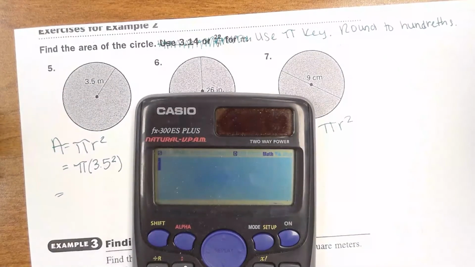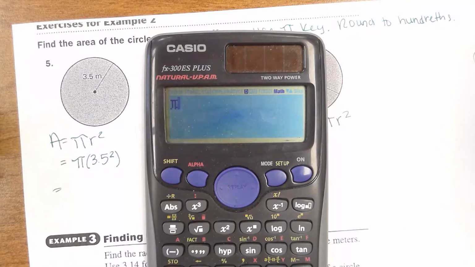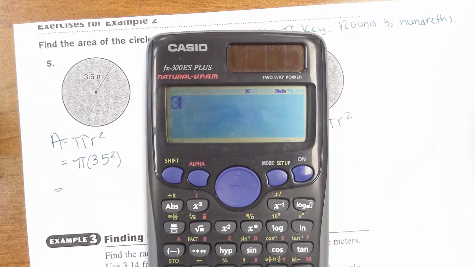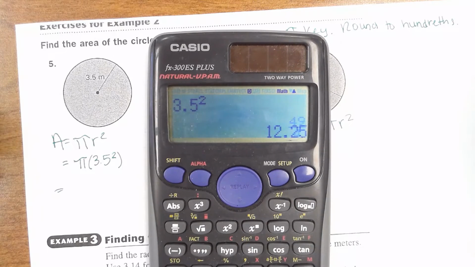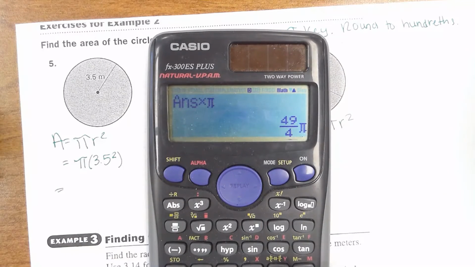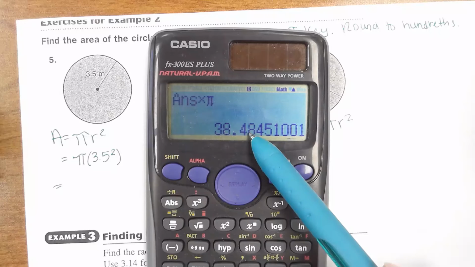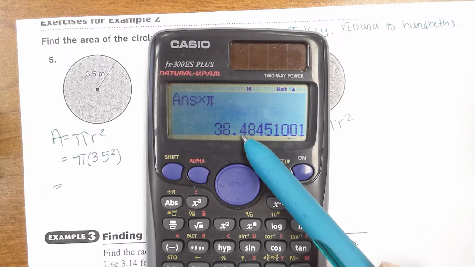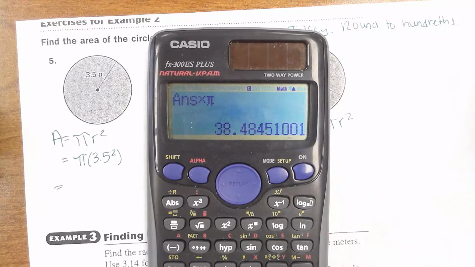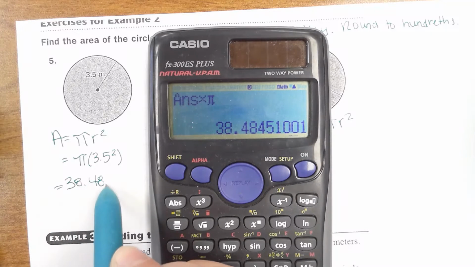Again, I want you guys to use the pi key on this one. So we're going to take pi times, I need to do my exponent first. 3.5 squared is 12.25. Now I can take it times pi, and we get this long decimal. If I wanted you to round to the nearest hundredths, you're looking at the hundredths place, which is the 8. Look at the number behind it to see if you should bump this up or not, which I'm not. So our answer is 38.48 meters squared.